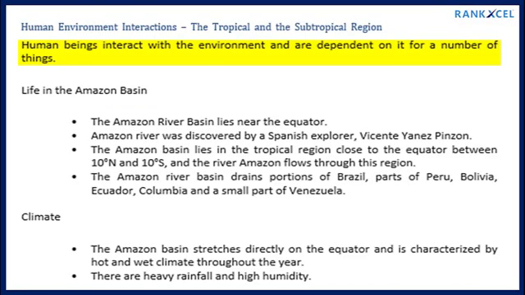Human beings interact with the environment and are dependent on it for a number of things. Life in the Amazon Basin. The Amazon River basin lies near the equator. Amazon River was discovered by a Spanish explorer, Vicente Yanez Pinzon.